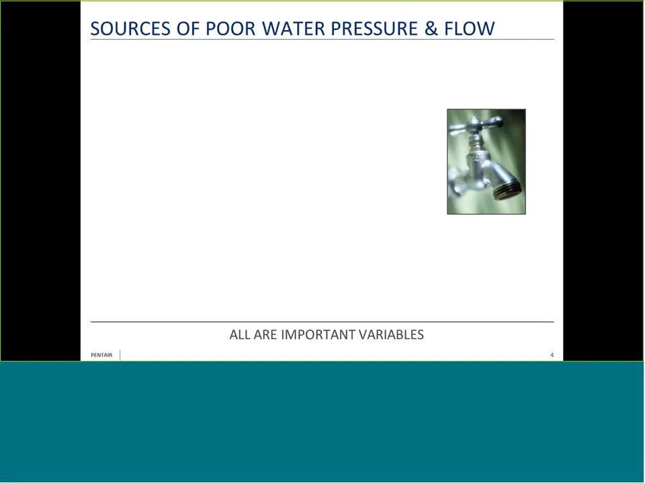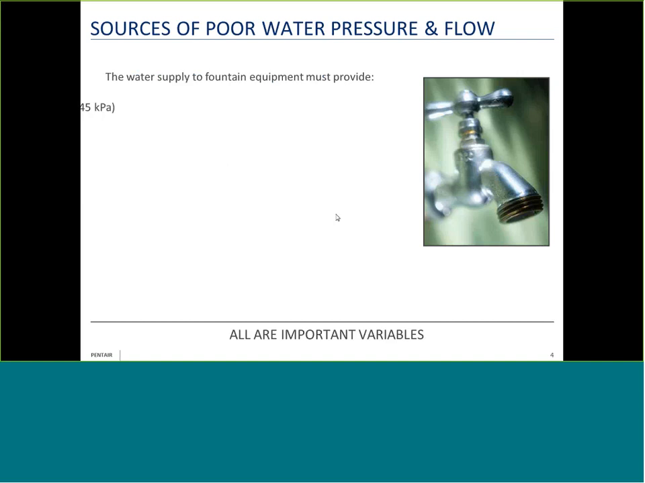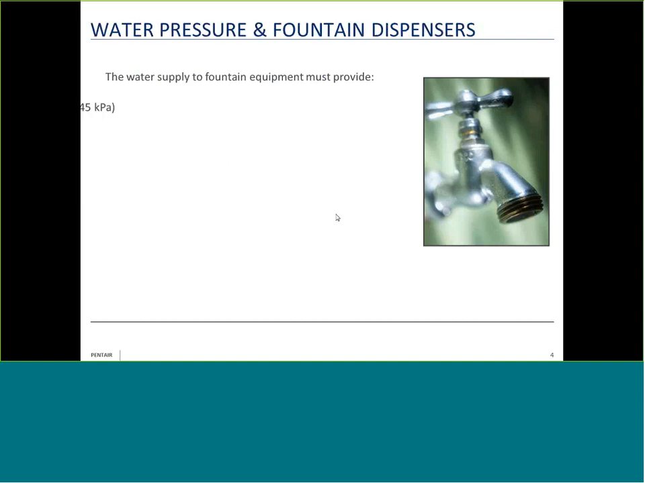So, water pressure and fountain dispensers. The water supply to fountain equipment must provide dynamic pressure, meaning pressure at flow of the water, not when the valve is shut off, but when it's open, of greater than 50 psi to maintain that even Brix ratio. A flow rate greater than 6.5 liters per minute for each carbonator, or 1.67 gallons per minute, because carbonators have pumps that are water cooled. And if we do not feed them the proper amount of water, those pumps will cavitate.